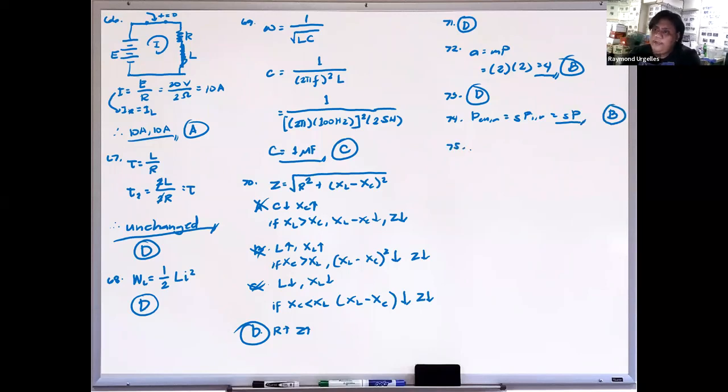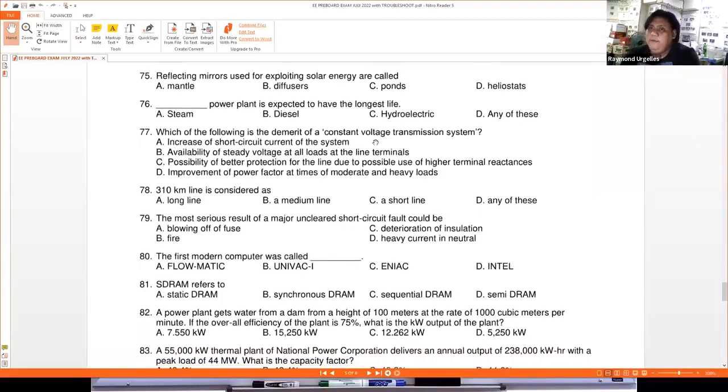Number 75. Reflecting mirrors used for exploiting solar energy. So these are called heliostats. Blank power plant is expected to have the longest life. So itatandaan nyo dito is yung steam saka diesel, mas malaki yung maintenance cost niyan compared sa hydroelectric. So kaya ibig sabihin nun is yung hydroelectric natin is easier to maintain, so which means it's possible na mas mahaba yung kanyang expected life. Kaya yung sagot natin dito is hydroelectric.